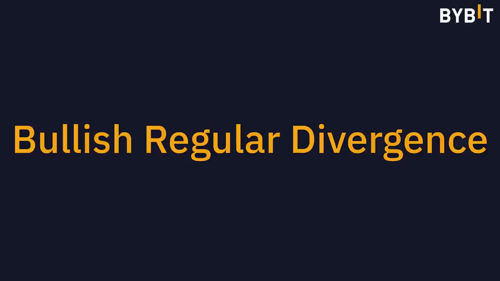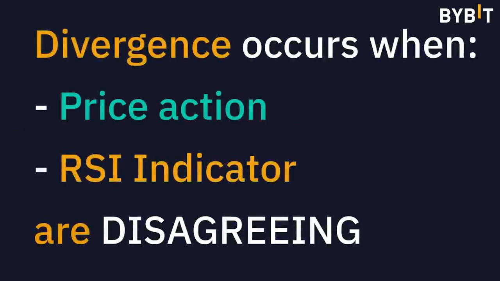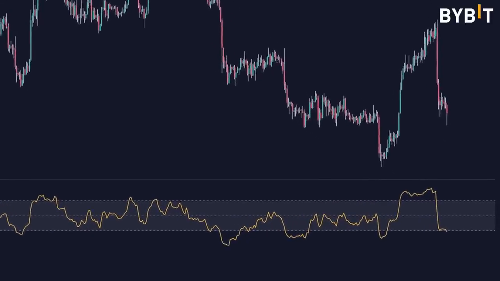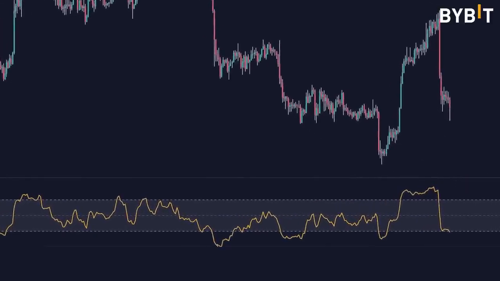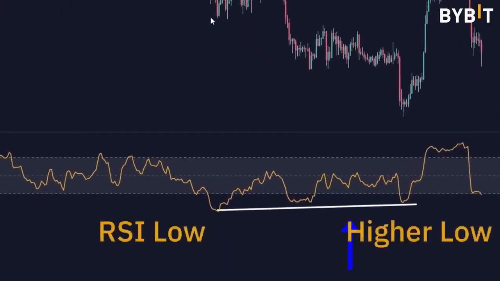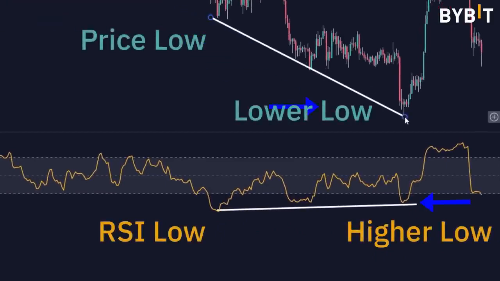Now, divergence is in essence when the market, the price action, and the Relative Strength Index indicator are disagreeing. They're moving in opposite directions. If we take a look at Bitcoin on a 4-hour chart, we have a bit of bullish divergence taking place because we can see down here the RSI did not reach this previous low level. So the RSI created a higher low while price created a lower low.